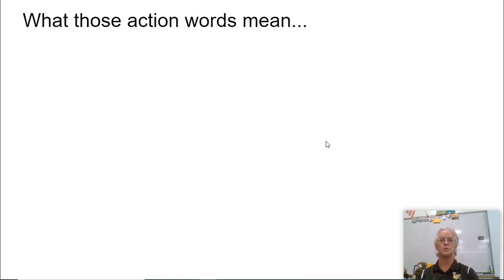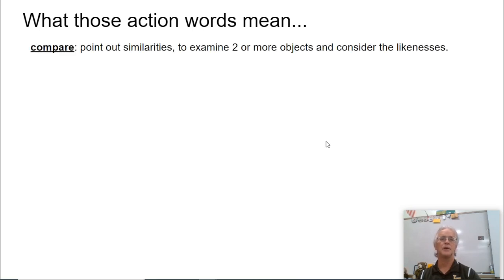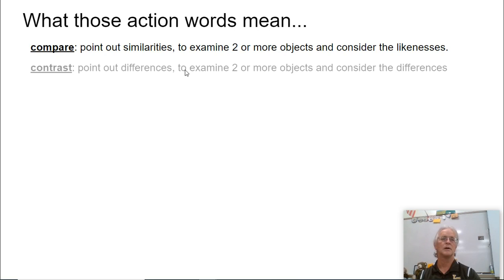What these action words mean. What are these words that are at the beginning of each FRQ? What do they mean? Compare means to point out similarities, to examine two or more objects and consider how they are alike. Contrast means to point out their differences, to examine two or more objects and consider their differences.